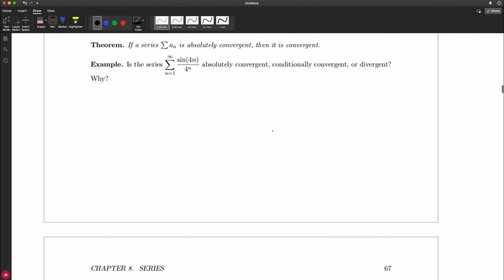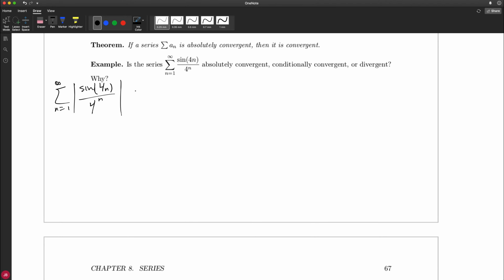We have this series here. Well, again, does it converge absolutely? If you're being asked that, then go ahead and try to swing for the fences. So let's see here. We get the sum n equals 1 to infinity of the absolute value of sine 4n over 4 to the n. Notice these are different here. This is a sine of 4n, whereas this is 4 to the n.